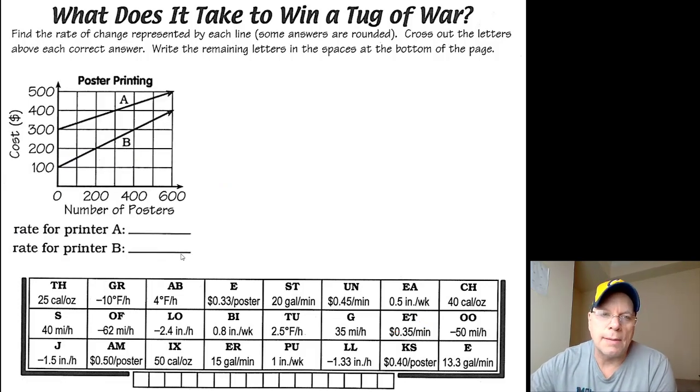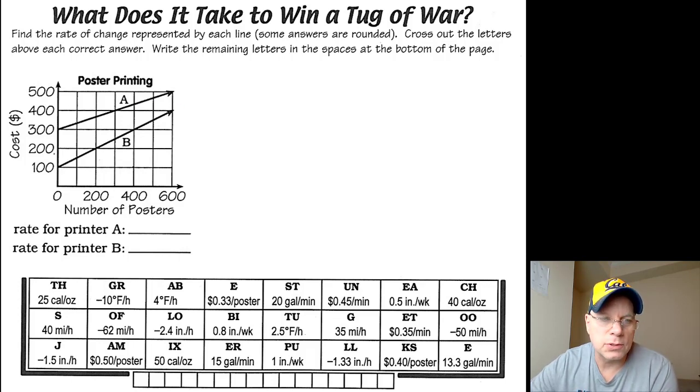This is another very common scenario. If you need to print a lot of posters, many posters, and you have two different companies, company A and company B, you want to understand how they're going to charge you.